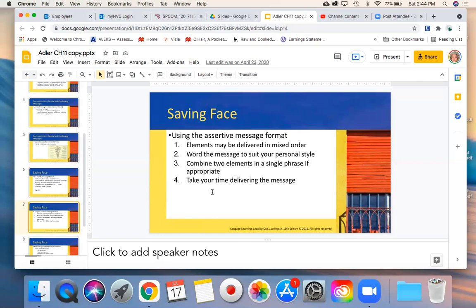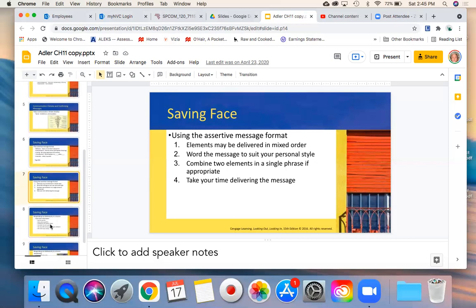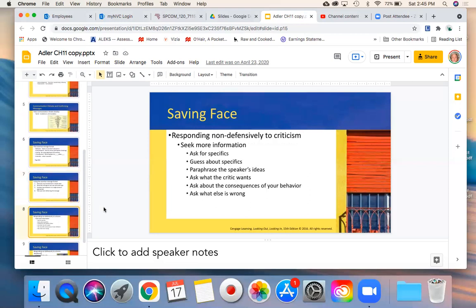And speaking of time, I would also say use good timing. So not only do you want to set it up so that you have plenty of time to talk, you want to set it up so it's the right time to talk. And we've discussed that in a previous chapter as well. Timing is very important. So how do you respond non-defensively to criticism?